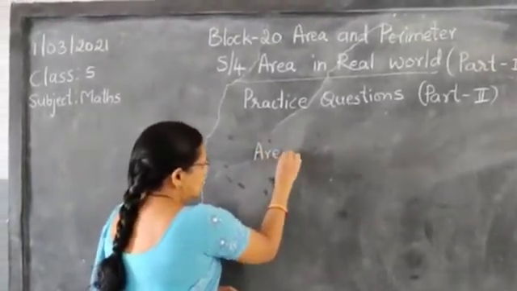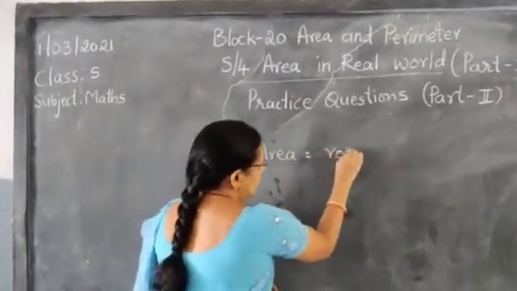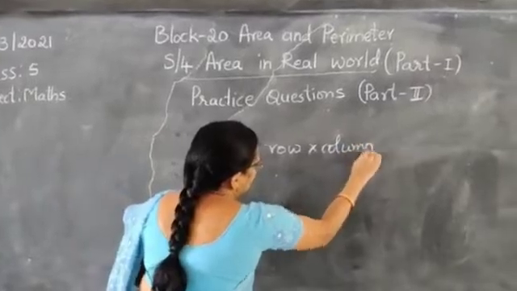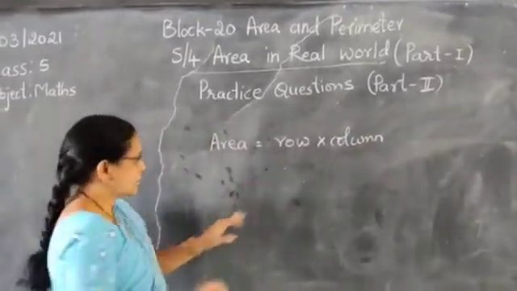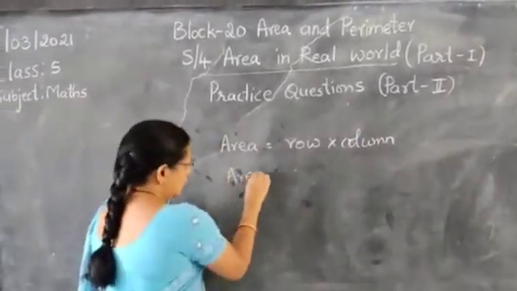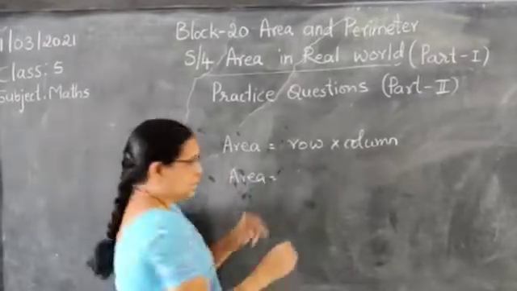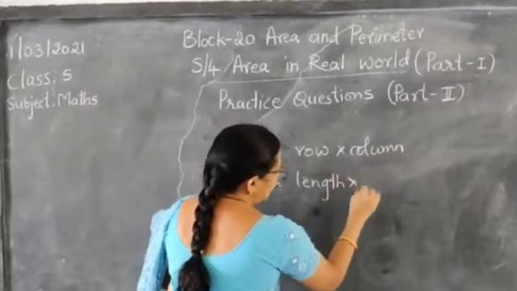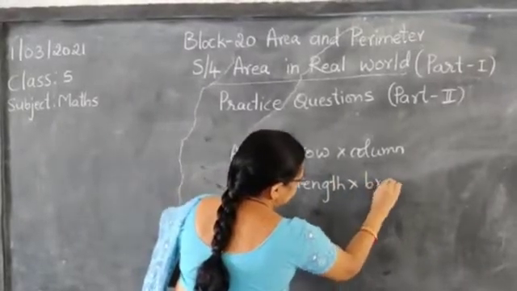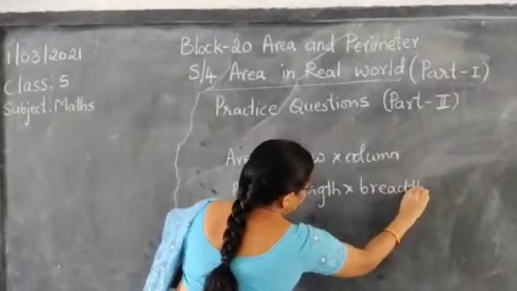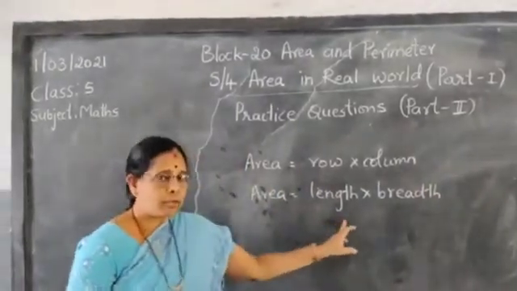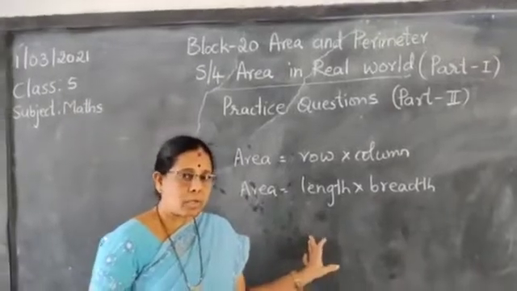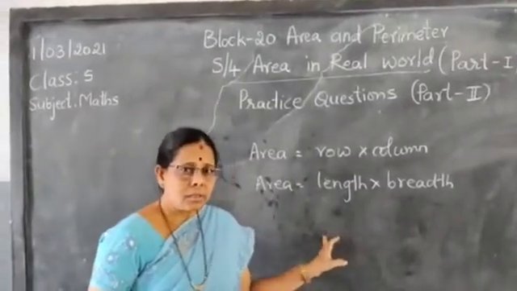Area is equal to rows into column. Okay, here area is equal to, we took rows taken as length, column is taken as breadth. We multiply length into breadth, we will get the idea of area, and area will measure in square centimeter. Okay, children.